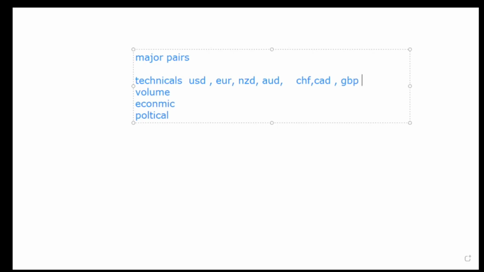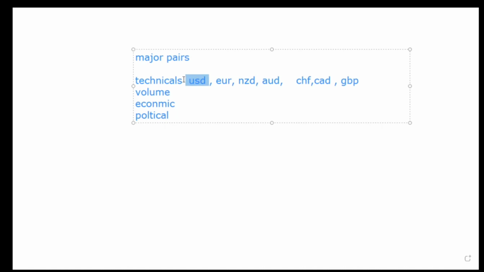They are affected by technical, volumetric, economic, and political zones. USD is the main currency. If you are going to deal in forex, if you are going to withdraw or deposit your money, all of these things are taken care of with the help of USD. America is the major country, and USD is the major currency used for depositing and withdrawing in forex.